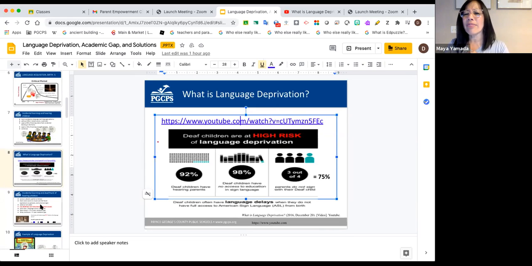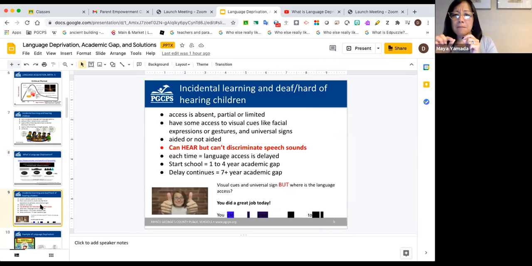Oh, I forgot one thing. Let me back up, about incidental learning in deaf and hard of hearing children. So remember that the access is either absent, they get some access, or it's very limited.